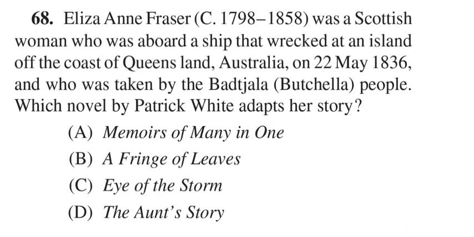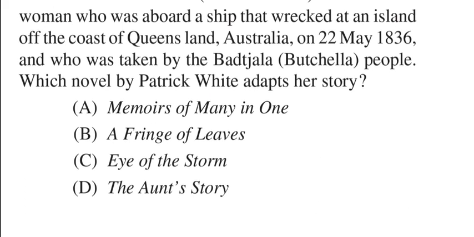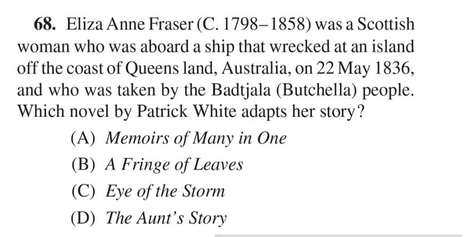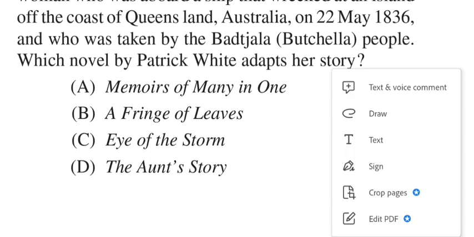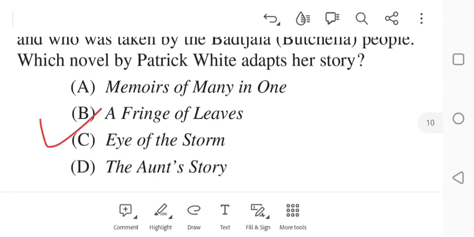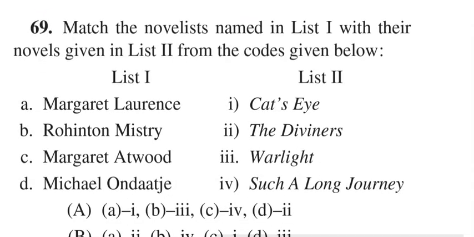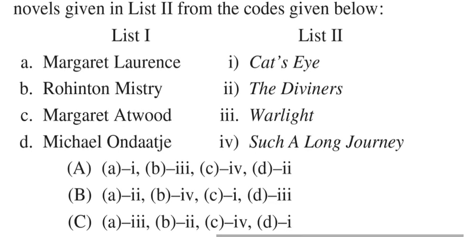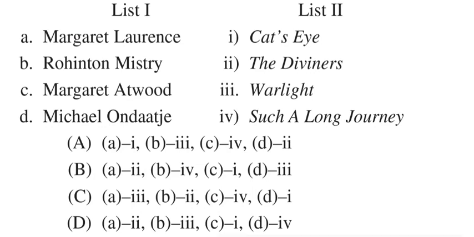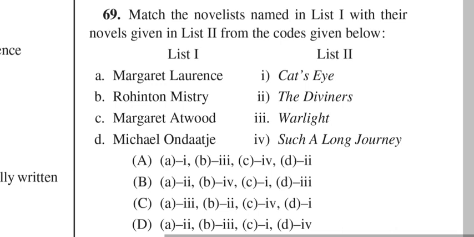Okay, so options are like this: Memoirs of Many in One, A Fringe of Leaves, Eye of the Storm, The Ant Story. 68, correct answer is B, A Fringe of Leaves. 69, it says, match the novelists named in list 1 with their novels given in list 2 from the codes given below. List 1 and list 2. Margaret Laurence, Rohinton Mistry, Margaret Atwood, Michael Ondaatje. Cat's Eye, The Diviners, Warlight, Such a Long Journey. So what will be the correct answer?